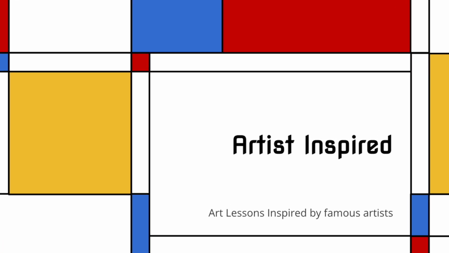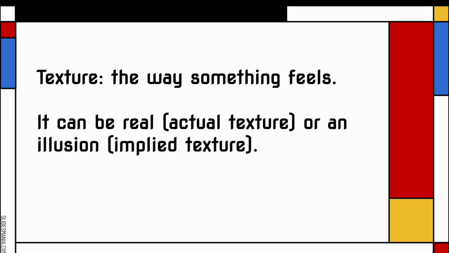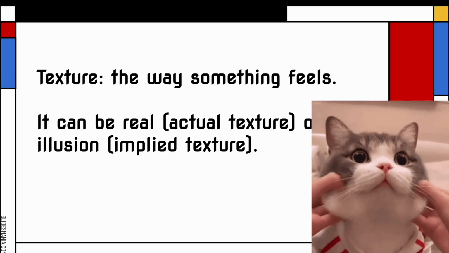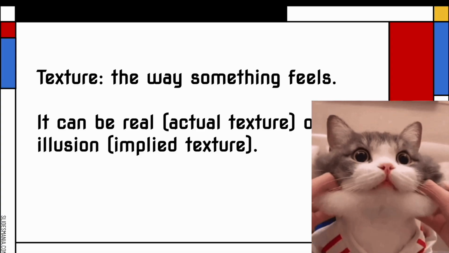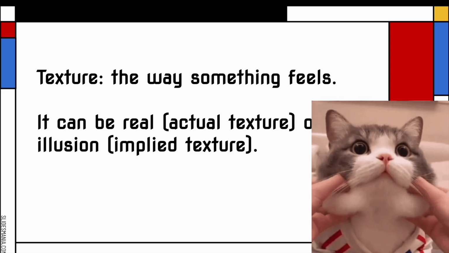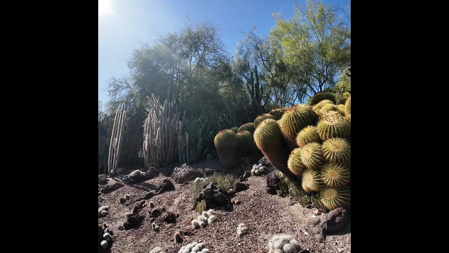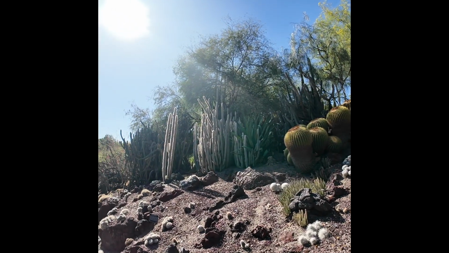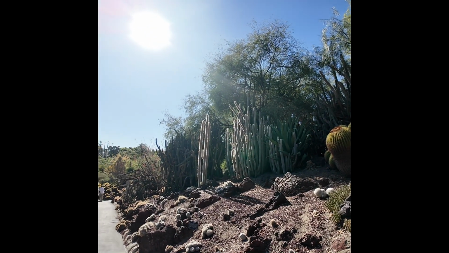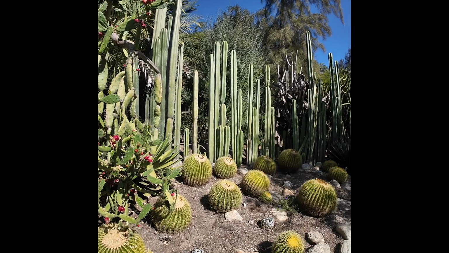This time, we'll be creating a lesson inspired by famous artists and focusing on the element of art, texture. Texture is the way something feels. It can be real, which is called actual texture, or it can be an illusion, which is called implied texture.